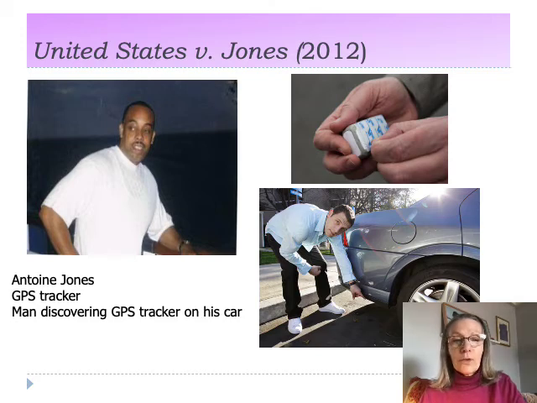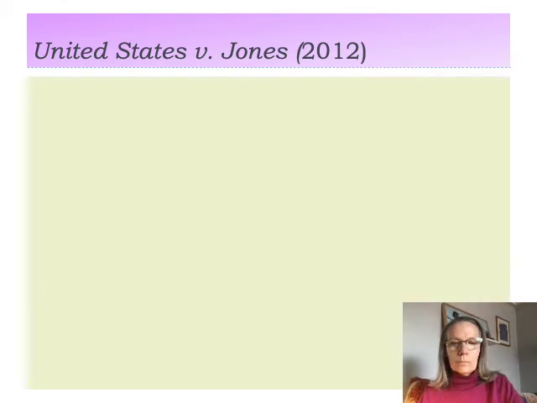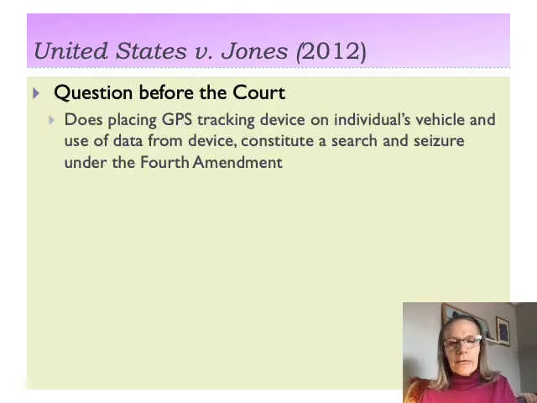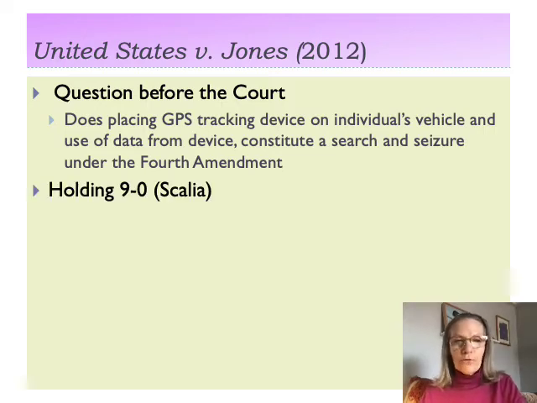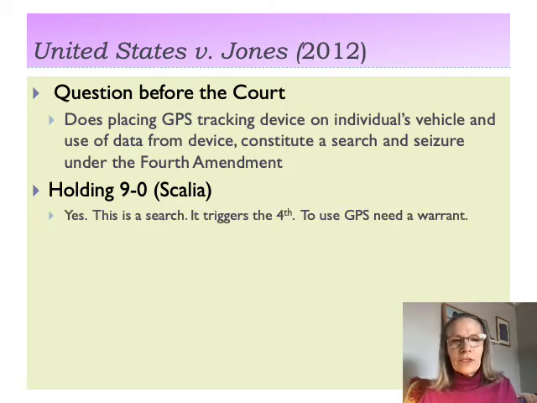So let's see what the question before the court was and how the court ruled in Jones. The question before the court in Jones is, does placing a GPS tracking device on an individual's vehicle and using the data from this device constitute a search and seizure under the Fourth Amendment? In other words, does doing that trigger the Fourth Amendment? In a unanimous decision, with the majority opinion written by Justice Scalia, again indicating his strong support for placing limitations on searches, they ruled that yes, placing a GPS device on a person's car does trigger the Fourth Amendment. And if you want to use a GPS device, you need to get a warrant.